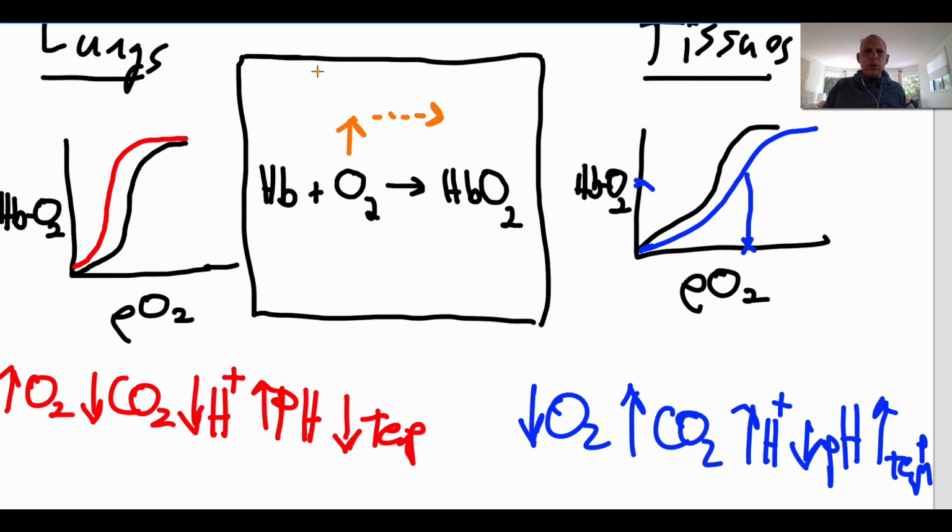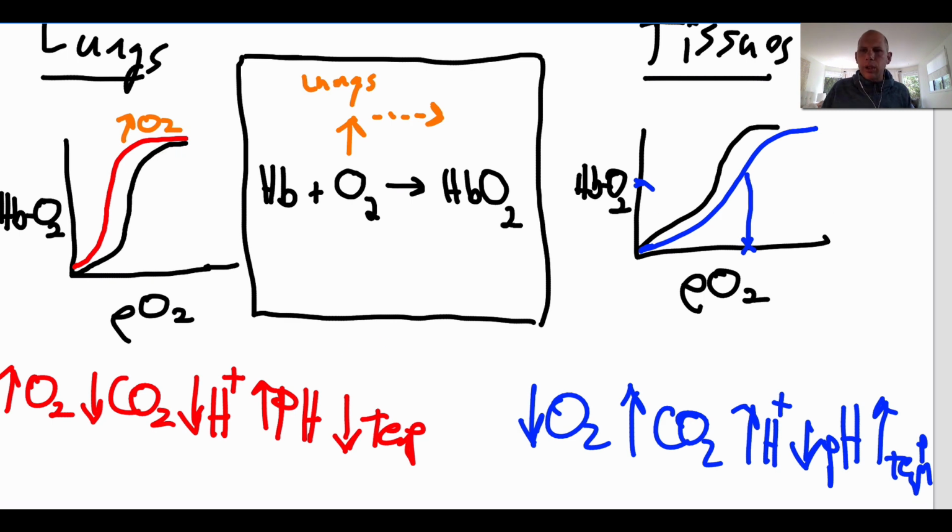So this is the situation in the lungs. In the lungs, we get a ton of oxygen. And if we get a ton of oxygen, the reaction is going to shift to bind more of that to hemoglobin. And that's what we see right here. So this would be an increase in oxygen right here.